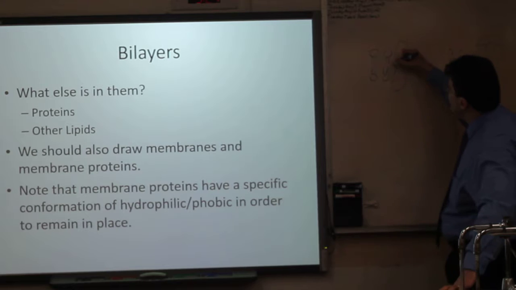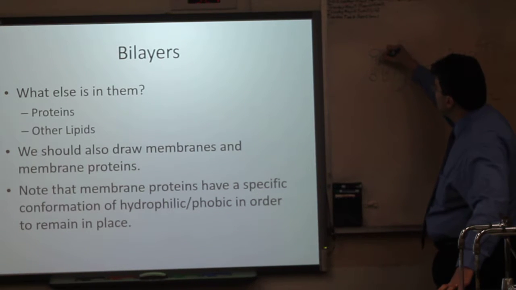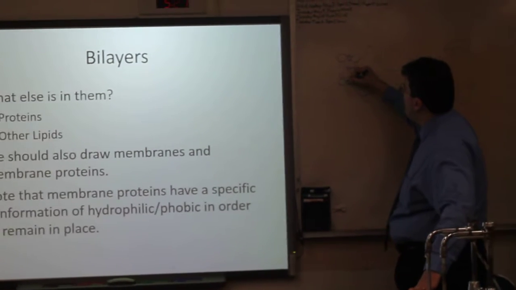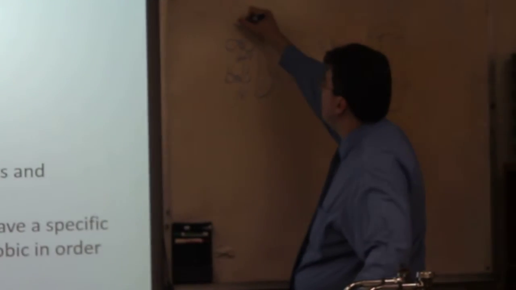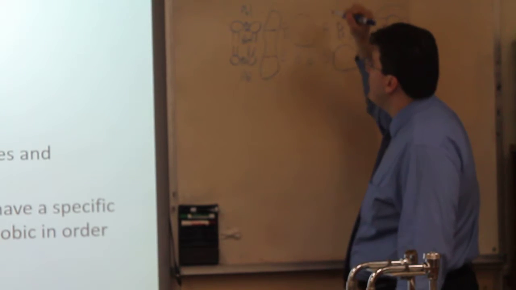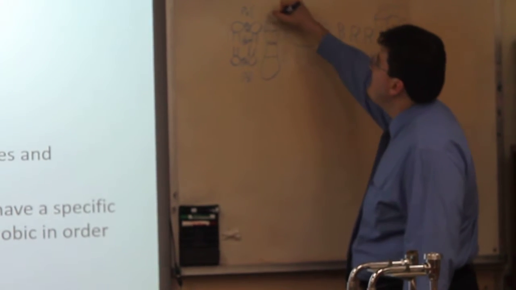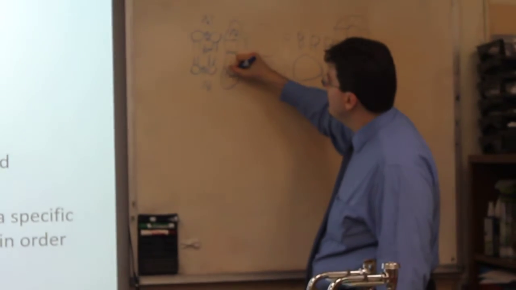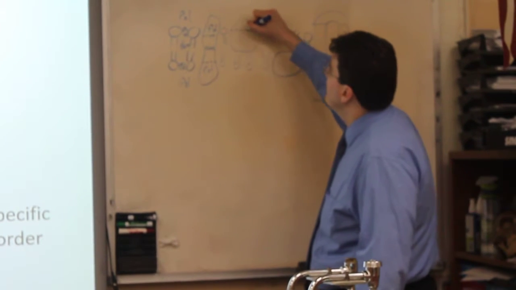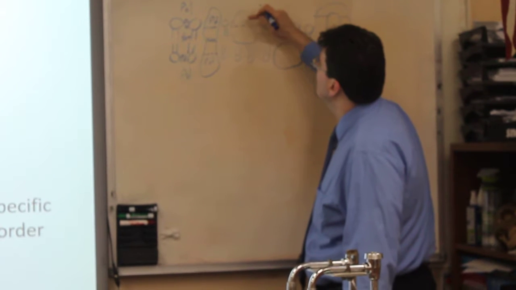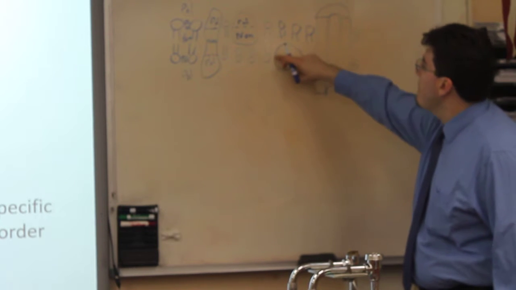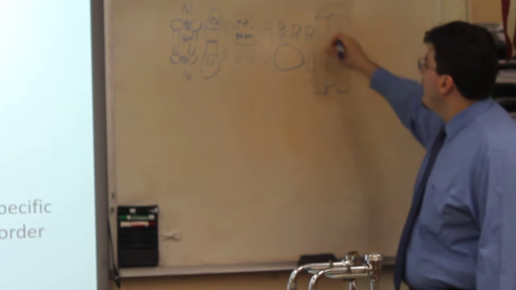So remember that this is non-polar. This is non-polar, and this is polar. And this is polar. And this is a polar solvent. This is a polar solvent. So that means that this region of the protein needs to be non-polar. And this region of the protein needs to be polar. The exterior of that protein. Same thing here. Polar, non-polar. Same thing here. Polar, non-polar.